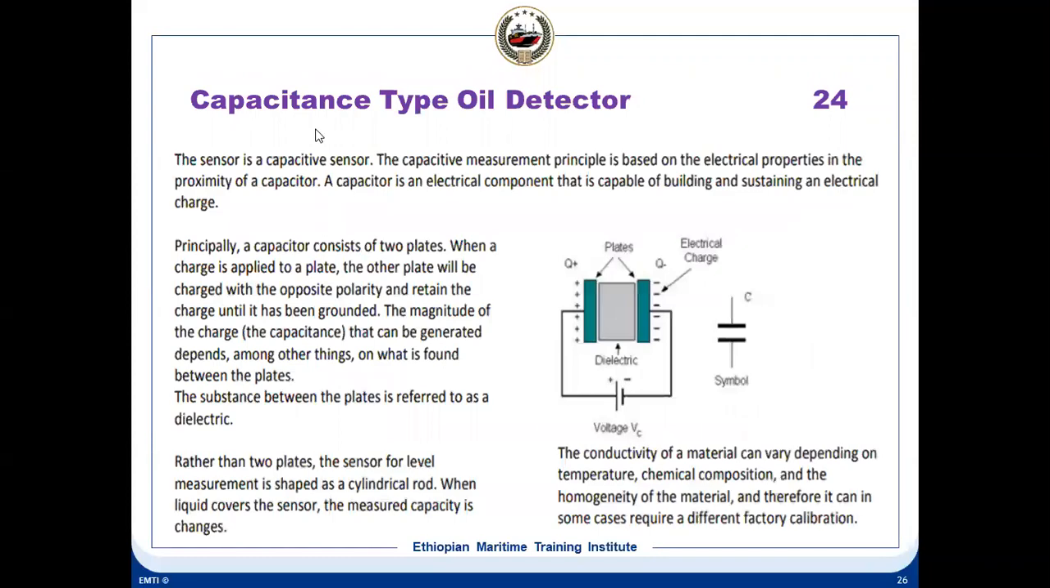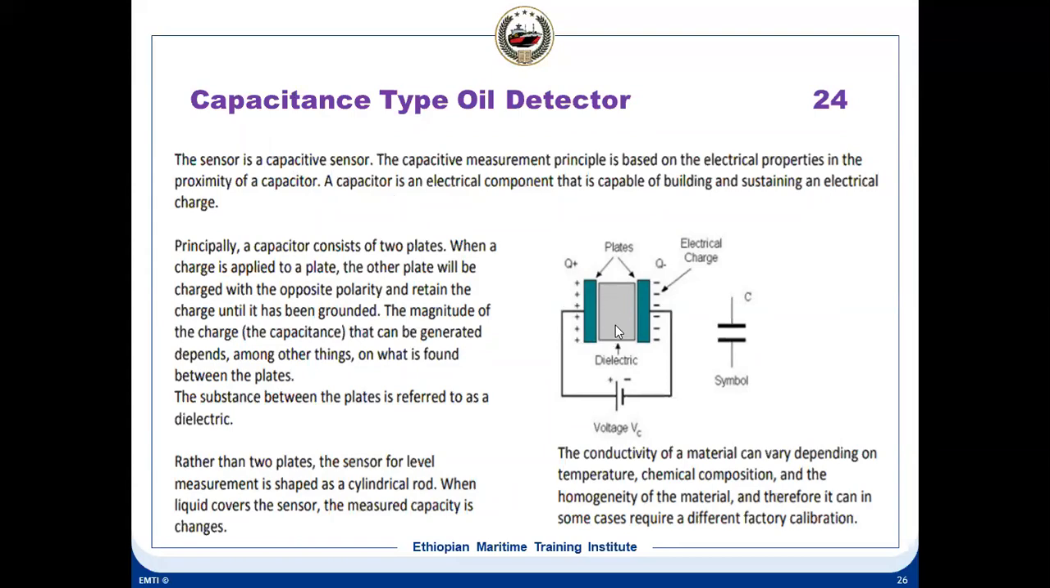This is the oil probe. Oil probe on top of the separator you'll find, because whenever the separator, the first stage of the OWS, whenever the oil level is coming up, there is a capacitance probe here. This capacitance probe will get activated, and when the oil level comes up on top, that will be drained. So this is a capacitive type sensor.